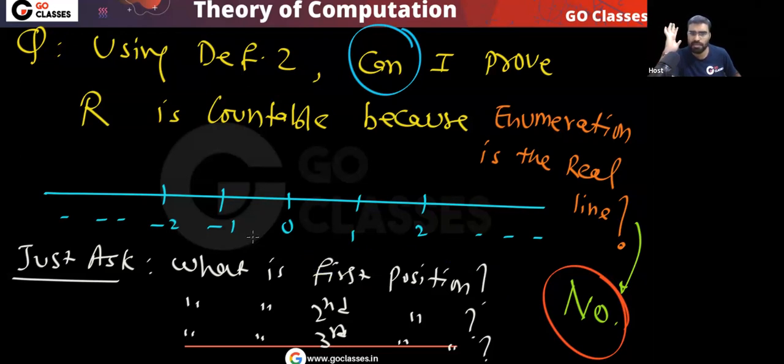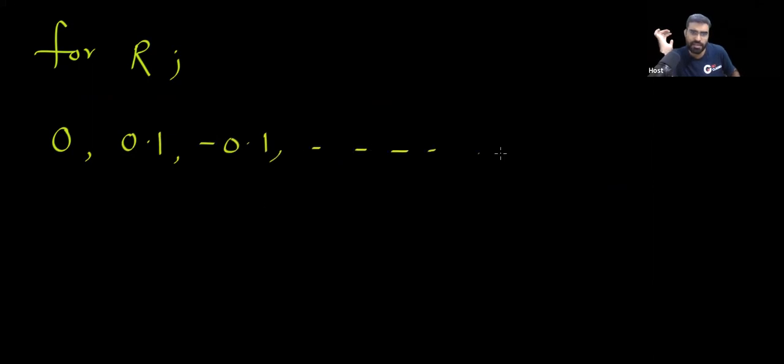Okay, is this clear? So for example, for the set of real numbers, can I create this sequence? For example, the first position is 0. On the second position I can put 0.1. On the third position I can put minus 0.1. Like this, if I create, can I say this is enumeration?